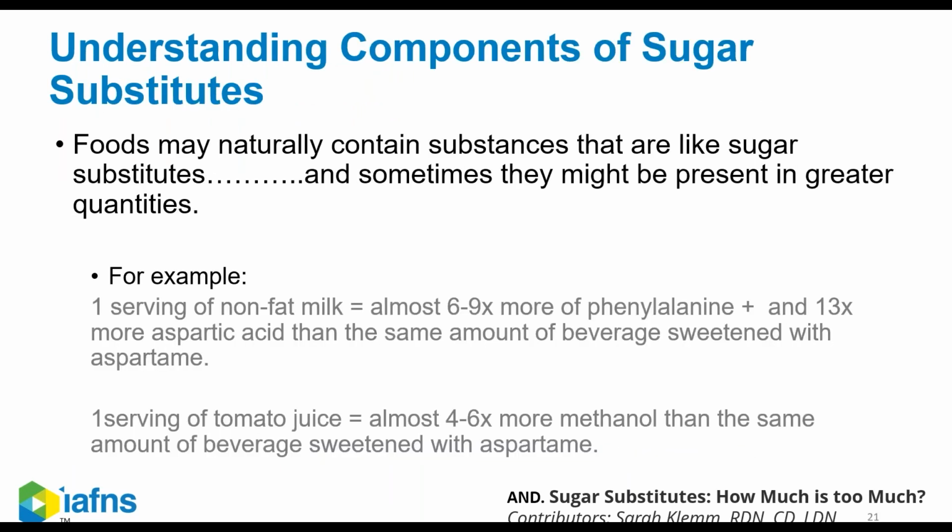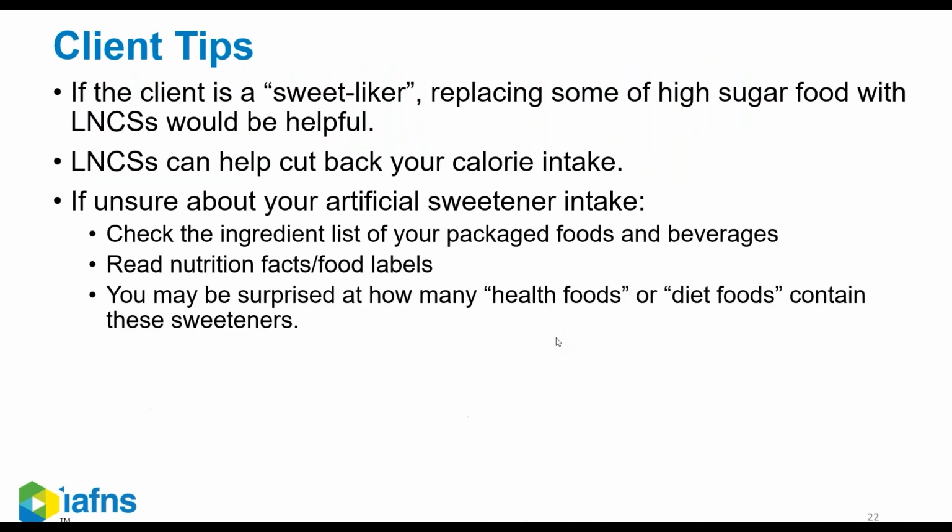Another big thing is that foods may naturally contain the same substance as your sugar substitute, and sometimes it could be in greater quantities than the sweetener itself. So understanding the sweetener components and the natural foods component. A very good example is non-fat milk, which has 6 to 9 times more phenylalanine and aspartic acid, which is way more than aspartame. So keeping these things in mind too while counseling, bringing the picture together of the sweetener versus the food itself.